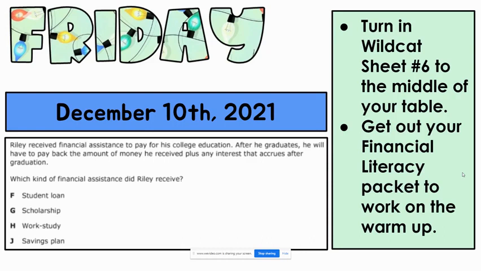Riley received financial assistance to pay for his college education. After he graduates, he will have to pay back the amount of money he received plus any interest that accrues after graduation. What kind of financial assistance did Riley receive? Well, the only one of those answer choices that he does have to pay back would be a student loan. So if he has to pay it back, it's a student loan.